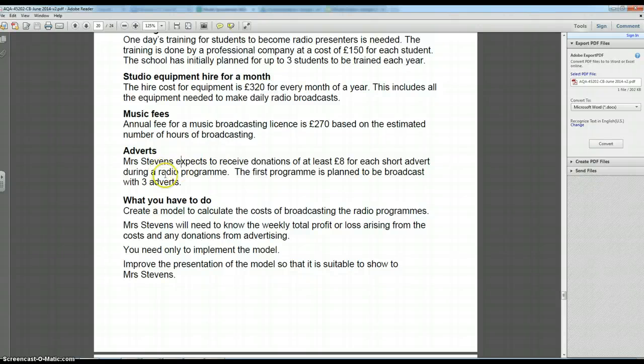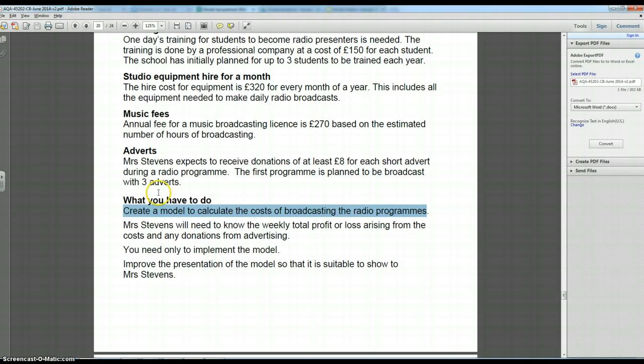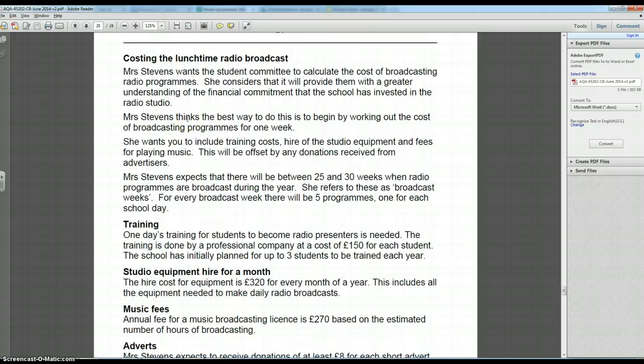Okay, so the second part of this is to create a model to calculate the costs of broadcasting the radio programs. If we look at our spreadsheet at the moment, it's only partially completed. There are numbers that we need to include, and we get this from here. So let's go through and see what we can add.